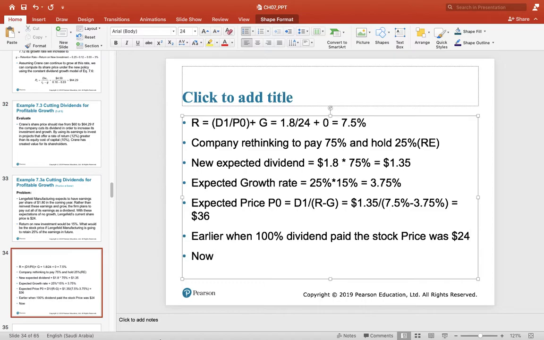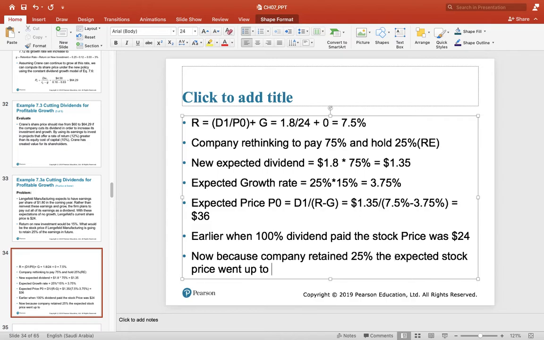Now, because the company retained 25%, the expected stock price went up to $36. And why did it happen so? Because it is a profitable growth. Now the question is why? The answer is, the growth is profitable growth here.